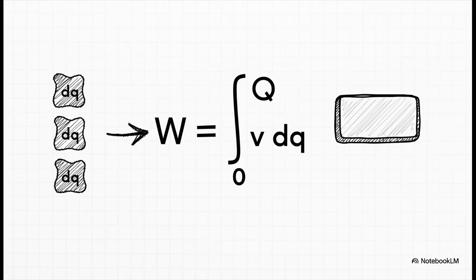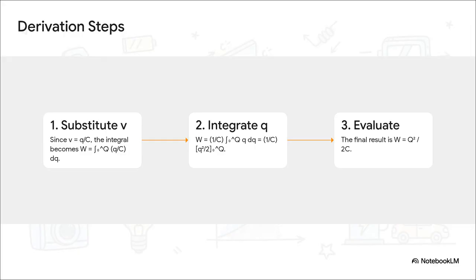So to get the total work done to charge this thing all the way up to a final charge Q, we've got to add up all those tiny, infinitesimal pieces of work. And what's the perfect mathematical tool for that? Yep, integration. We're going to integrate V dq from a starting charge of 0 all the way up to our final charge Q.